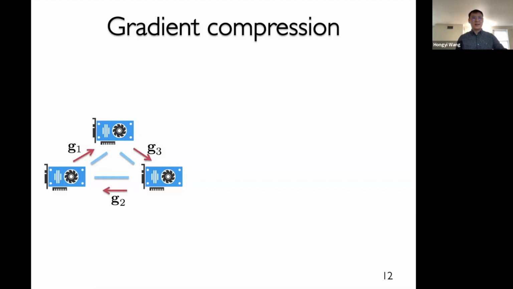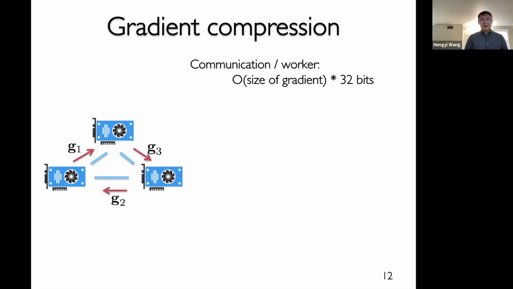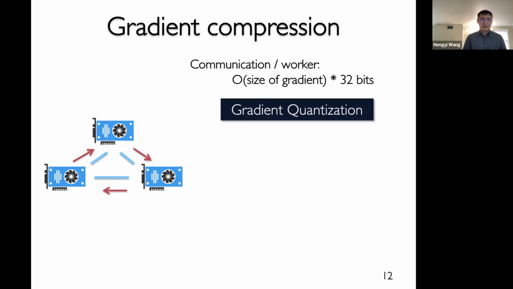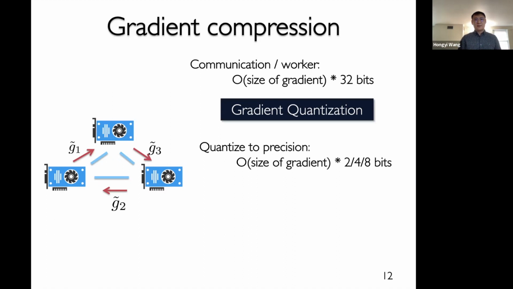If we count the message size, it is basically the number of gradient elements. You can imagine your gradient is a vector, times the precision you need for each element. Let's say just a single precision, which is 32 bits. A very natural idea to think about is what if you can reduce the precision? That's called gradient quantization. It's one of the instances of gradient compression, where instead of using 32 bits for each element, you can reduce the precision to 8 or 2 bits, depending on what accuracy you want to trade in.